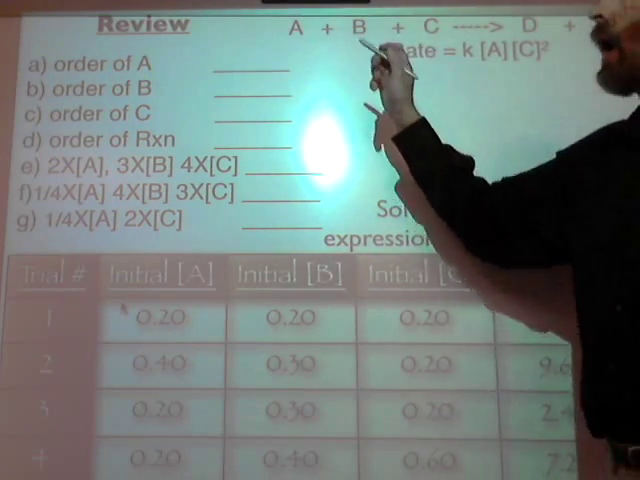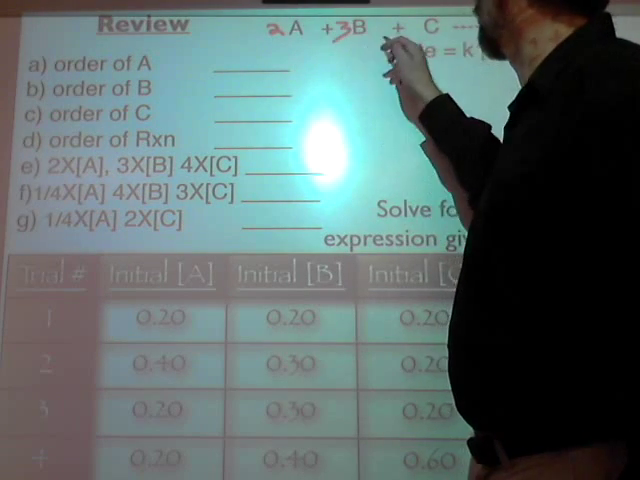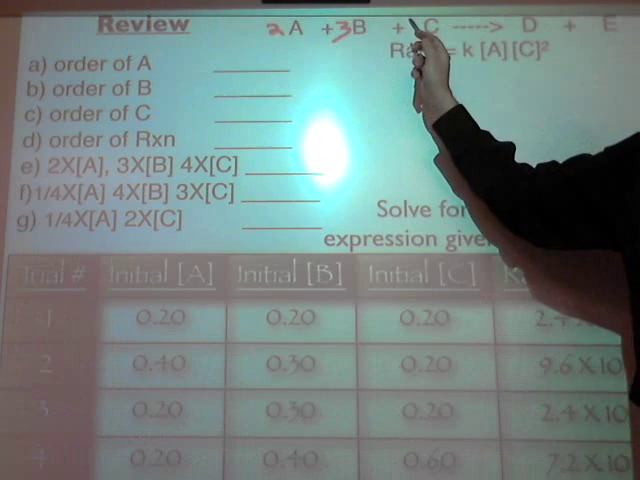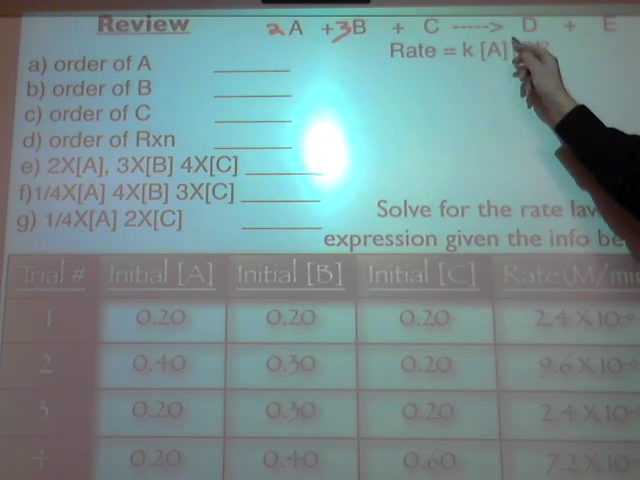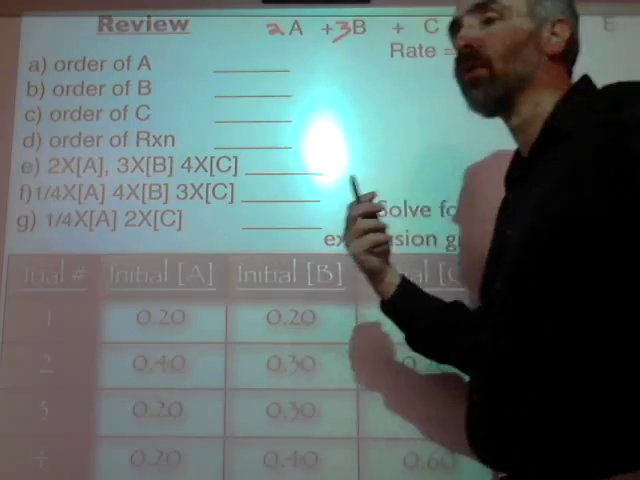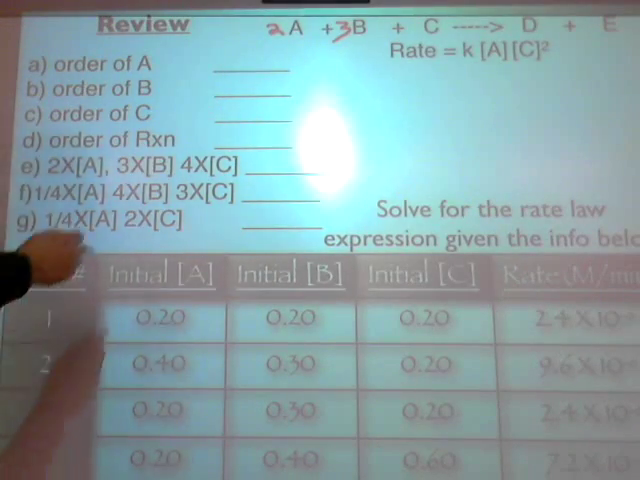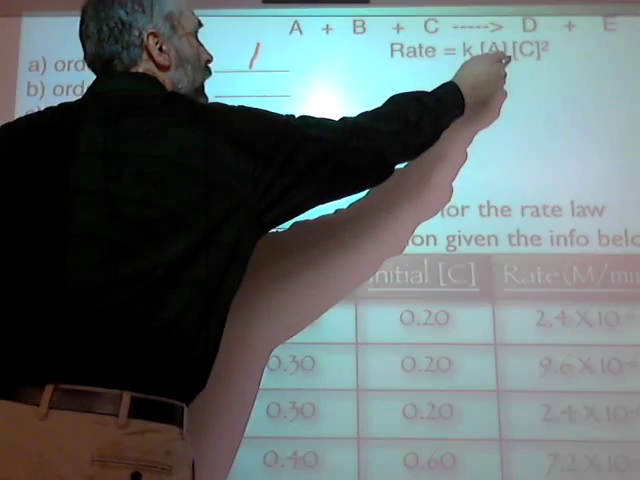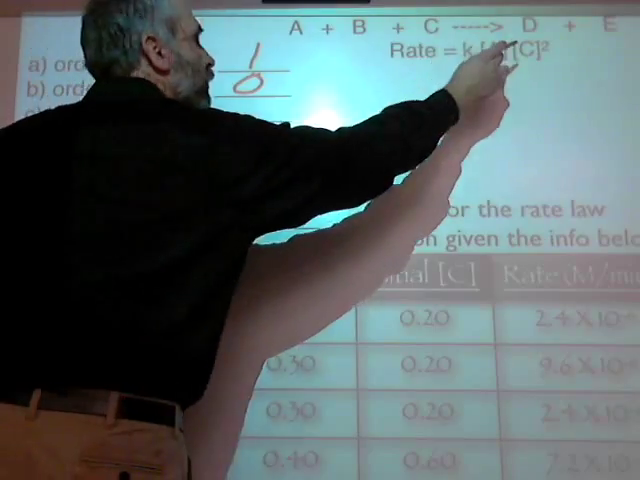Do be careful. I don't care if I've got a 2 in front of that, a 3 in front of that, or whatever. It makes no difference. Those coefficients up here mean nothing. It's the exponents, the powers to which they raise, which is the order of the reaction, which hopefully you all know. So the order of A is 1. The order of B, it's not there, is 0. And the order of C is 2.